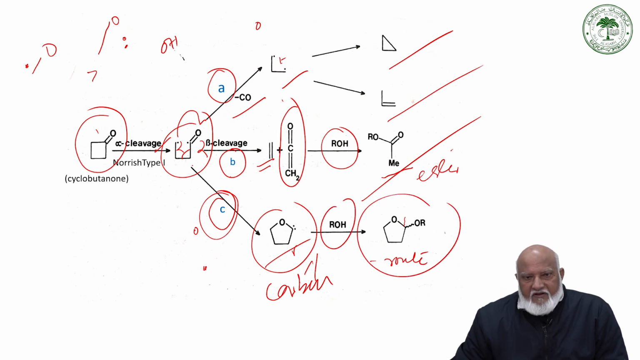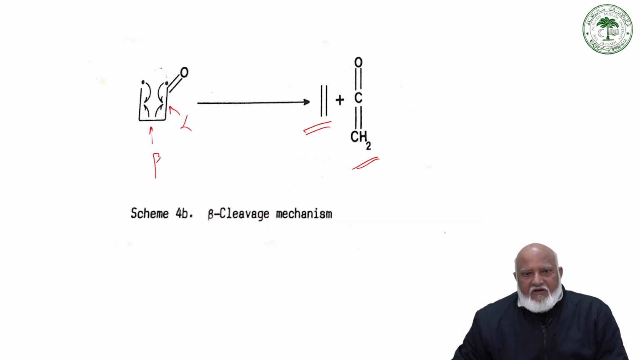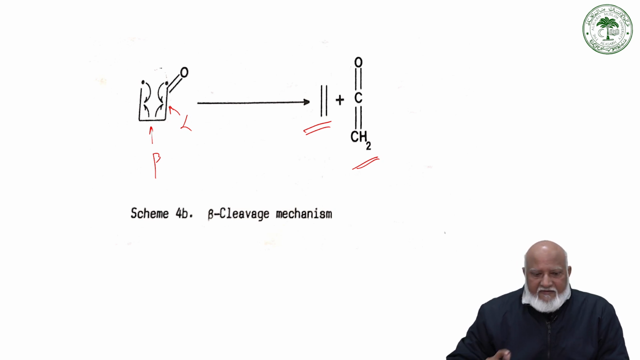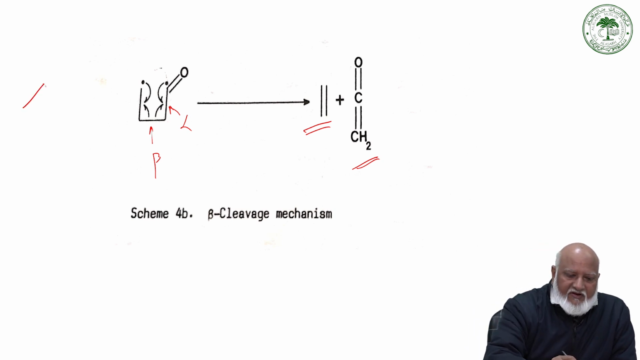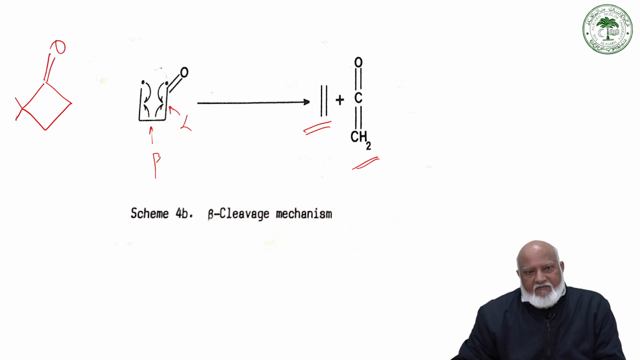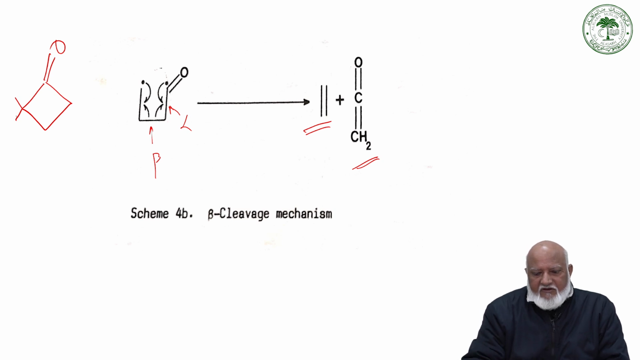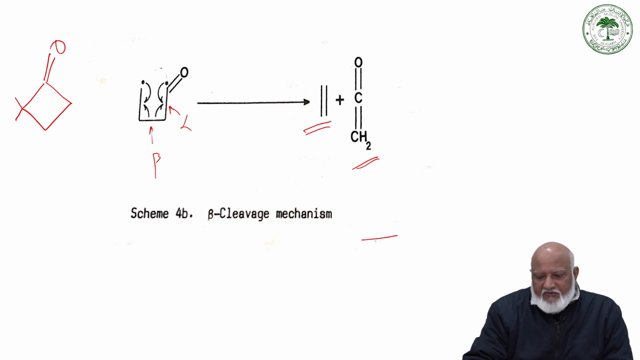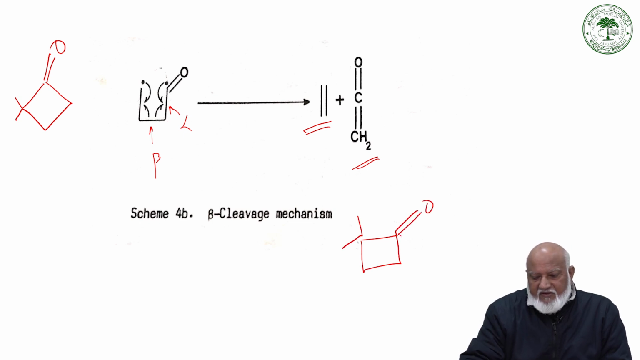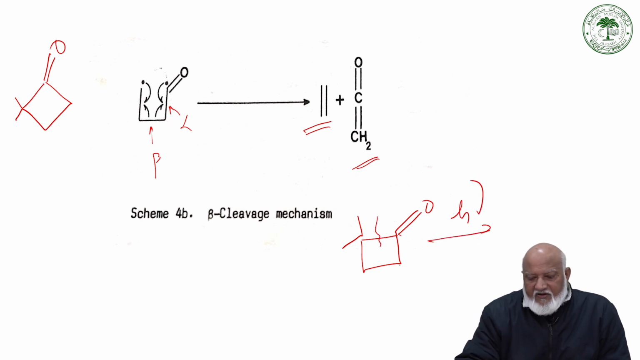Again, the photochemistry of cycloalkanones has attracted an enormous amount of interest, and several examples have been reported in the literature. For example, this is the cyclobutanone, and if one of the carbons is substituted, say for example, you have this one, the substituent. Now if we shine light, this is an alpha bond, this is also an alpha bond.